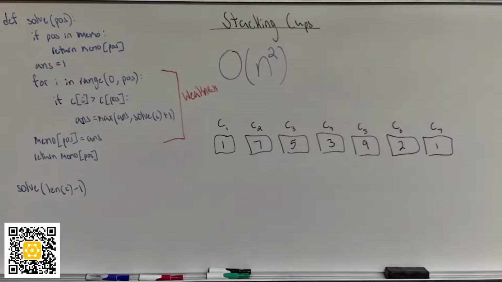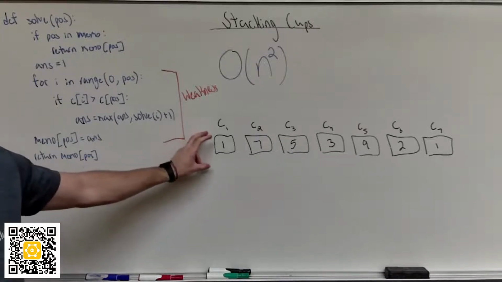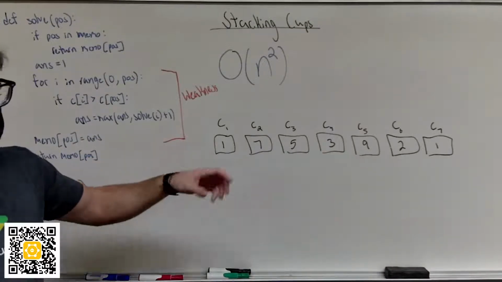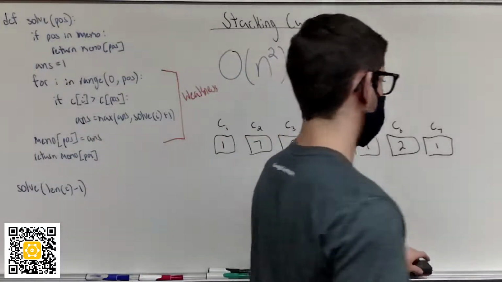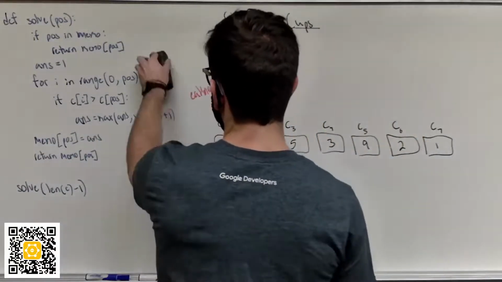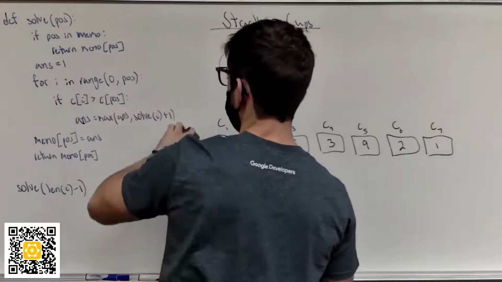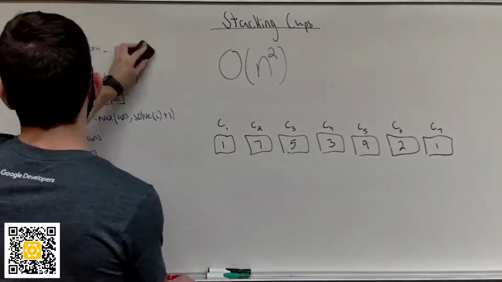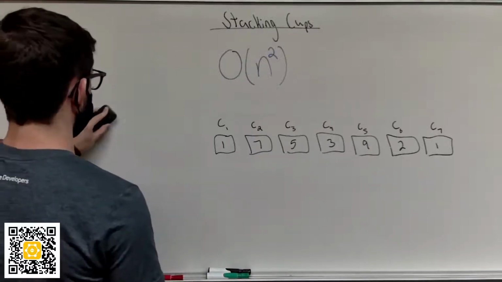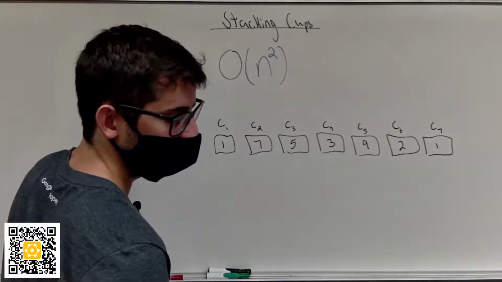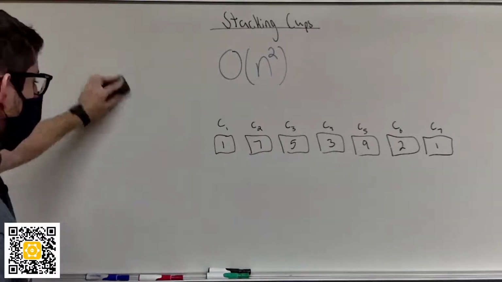What if, instead of going from here, we start from there? We can just iteratively start here. It doesn't change the fact that we still would need this for loop. I'm going to write it out iteratively. You guys saw it recursively, but we can do it iteratively.